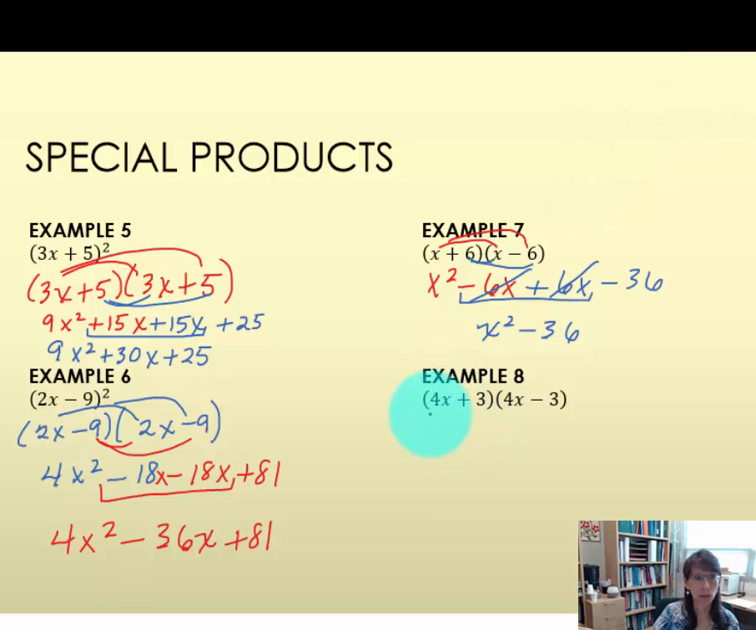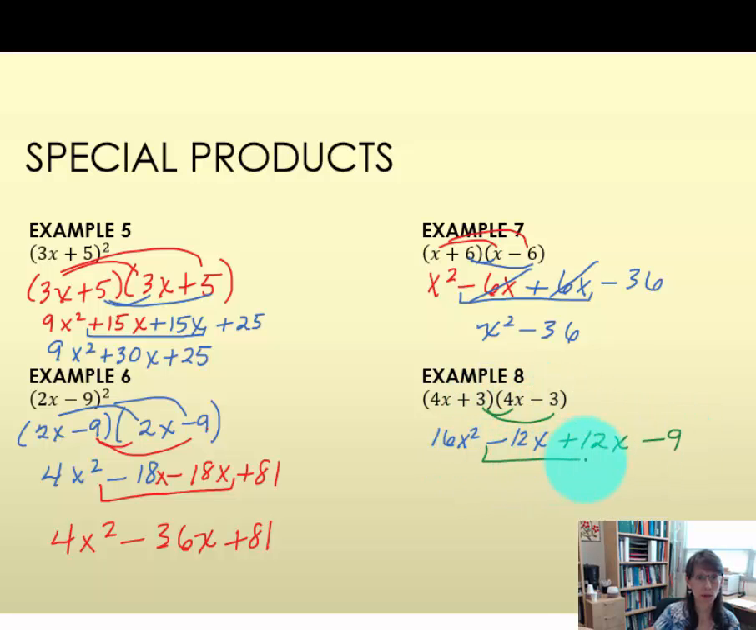In the last example, 4x plus 3 is multiplied by a quantity of 4x minus 3. So they look identical except one is plus, one is minus. What do you think is going to happen with the middle terms here? Let's distribute and find out. So 4x times 4x is 16x squared. 4x times minus 3 is minus 12x. Distributing 3, I have positive 12x and minus 9.